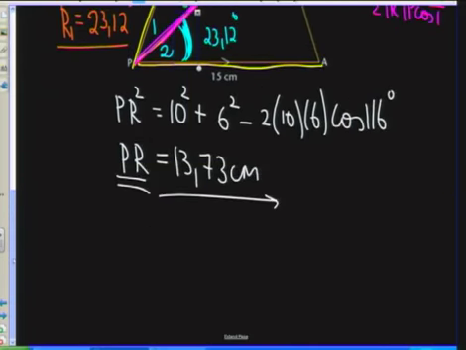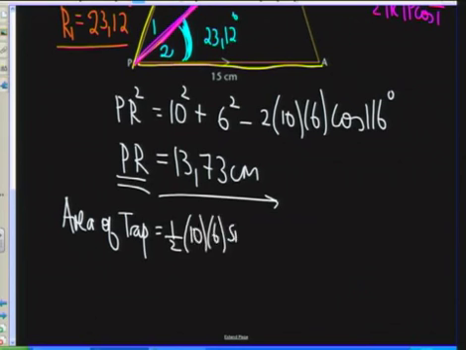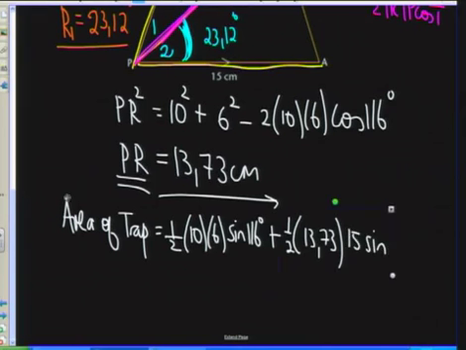Let's go down. So we're going to have the area of the trapezium will equal to the 10 times the 6 times the sine of 116 plus the half of the 13,73 by the 15 multiplied by the sine of 23,12 degrees. And that's really what we need to get onto the calculator.